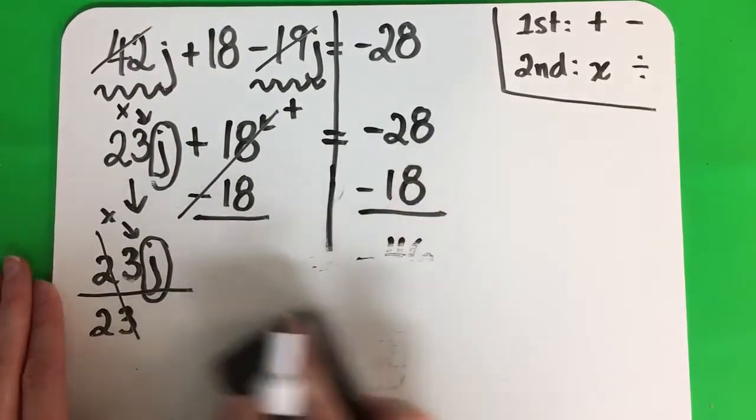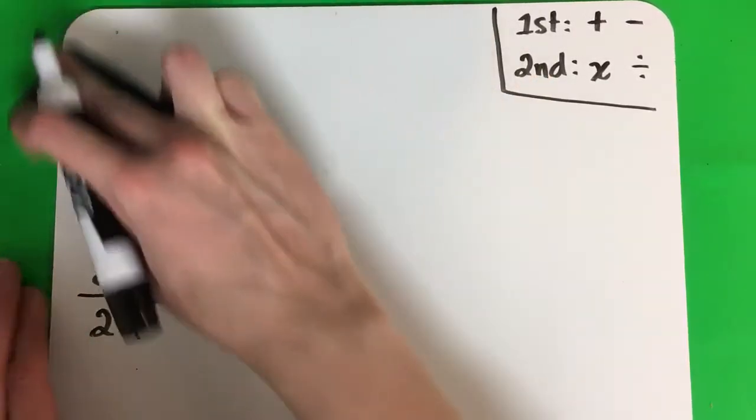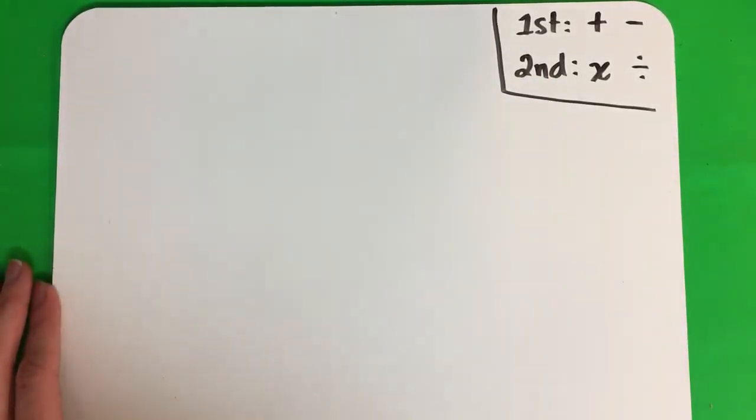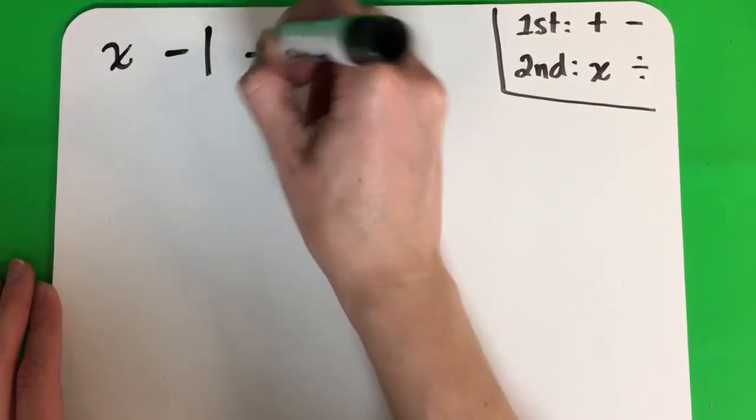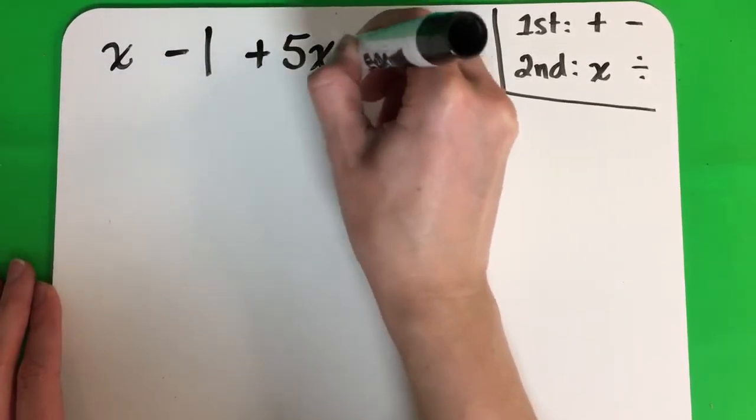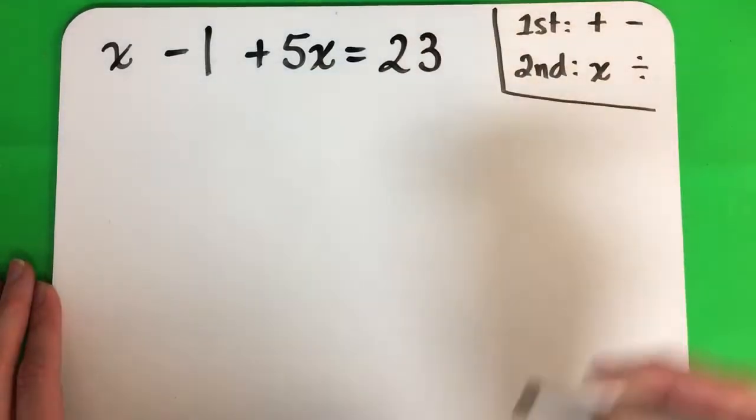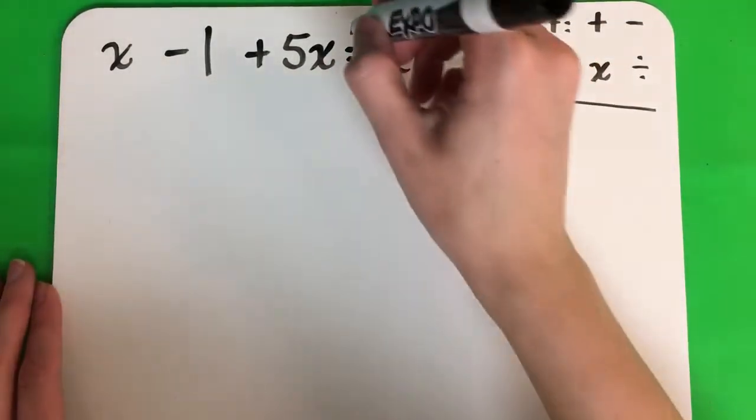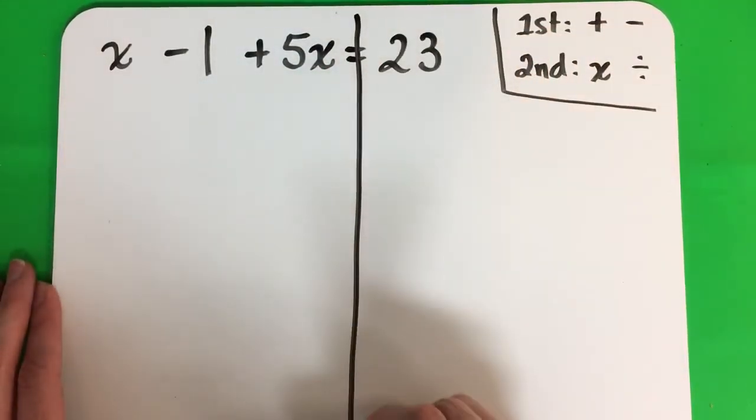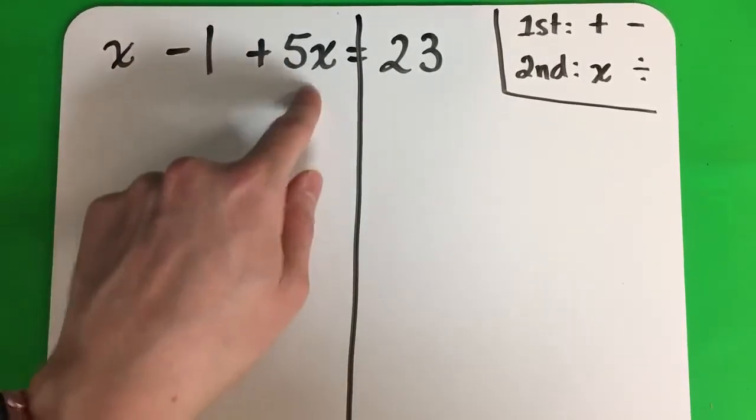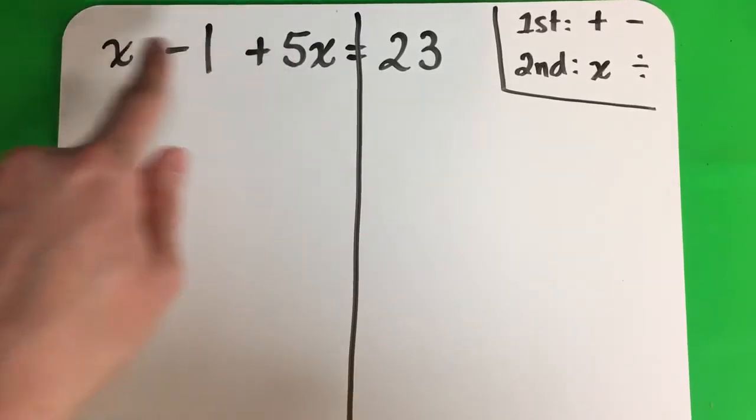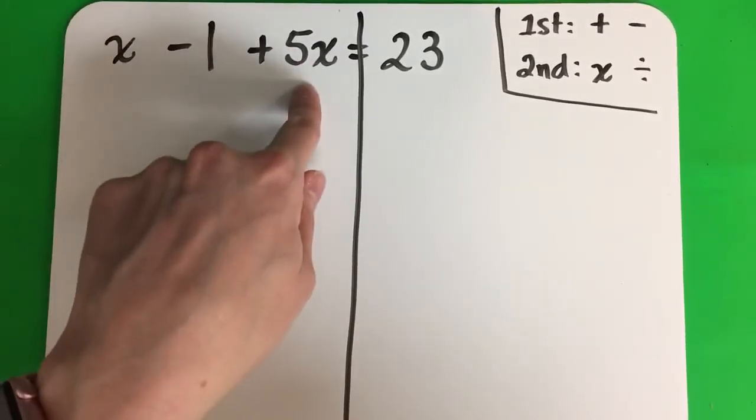Next question. X minus 1 plus 5x equals 23. First, you're going to draw a line on your equal sign, always, because we like to be organized. Okay, this one is weird too. Esta es raro también. I have 3 things.